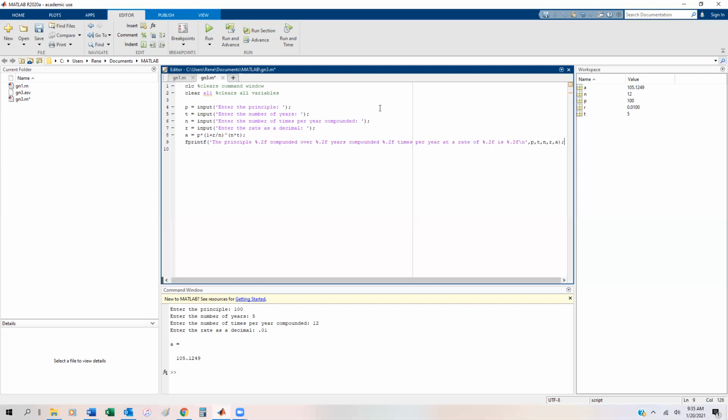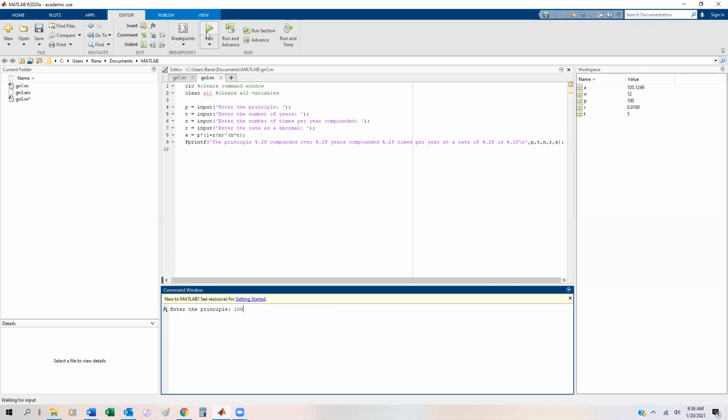All right, so let's give it a go. Let's see what happens. So we're going to run it, and we already know it's $105. So a principal of $100 over, let's say, 5 years, compounded 12 times per year, at 1%. The result is 105. All right, so it does what we wanted it to do. It's probably a lot easier just to stick it in the calculator, but excuse me, now we have a program that does it all the time.